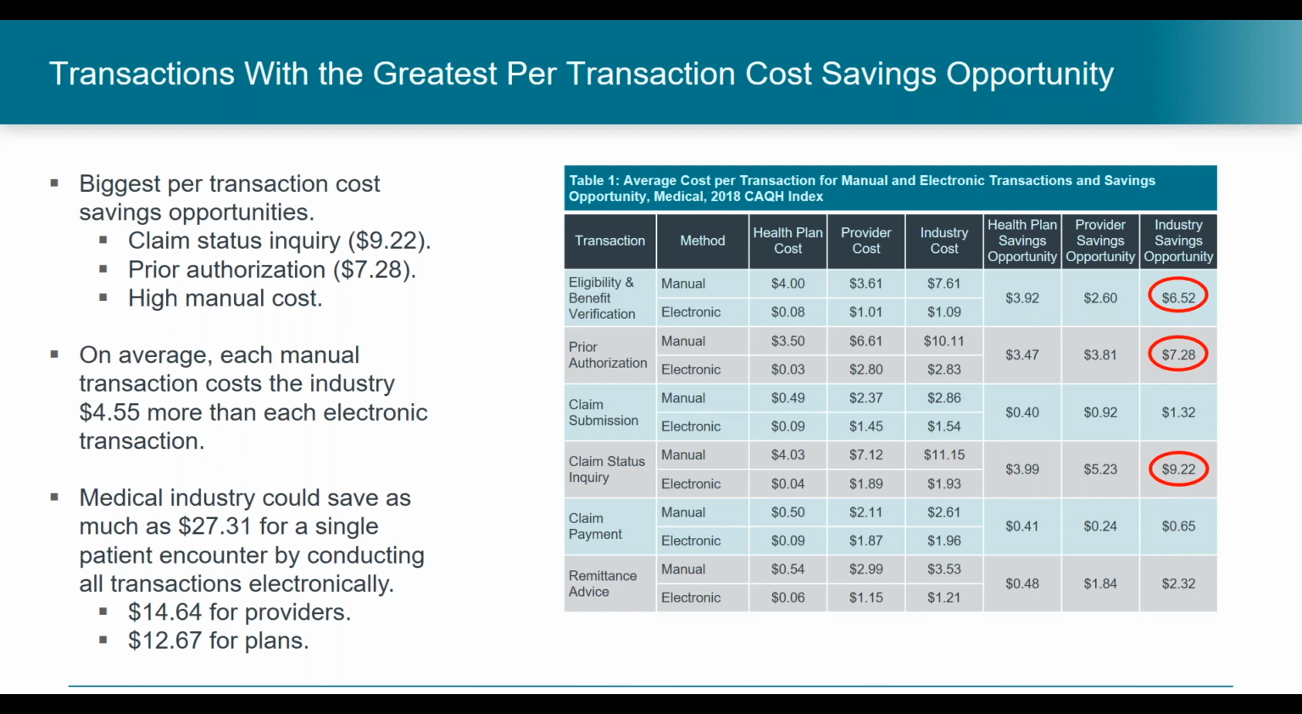Looking at all of the transactions, we see that industry can save as much as $27.31 if all the transactions were conducted electronically as opposed to manually. And you'll see that is $14.64 for providers and $12.67 for plans.